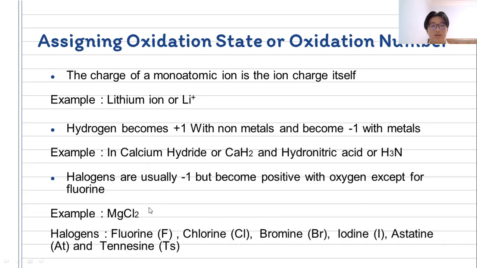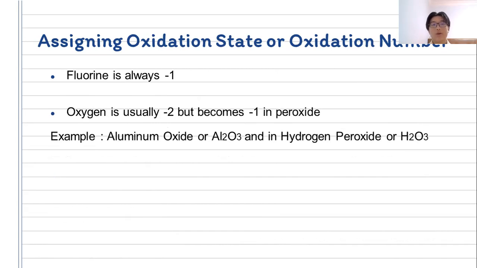Other halogens like fluorine, bromine, and iodine are usually -1. But there are exceptions to this, right? Fluorine is always -1.